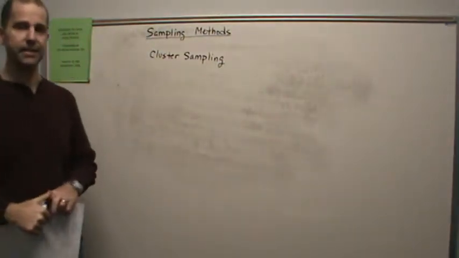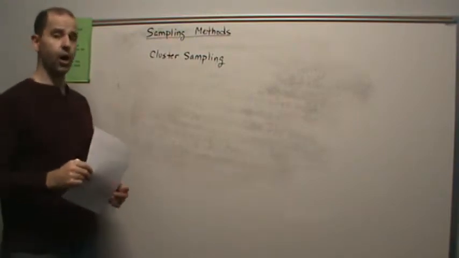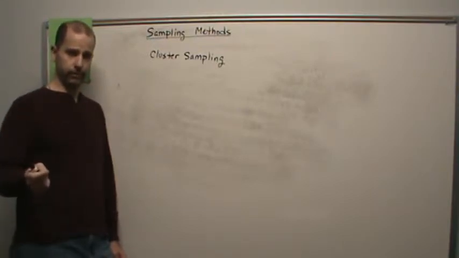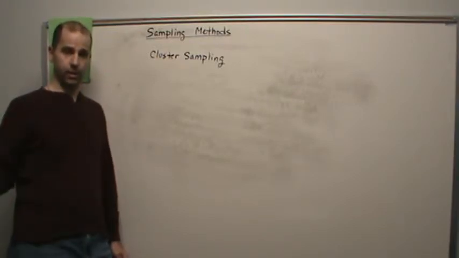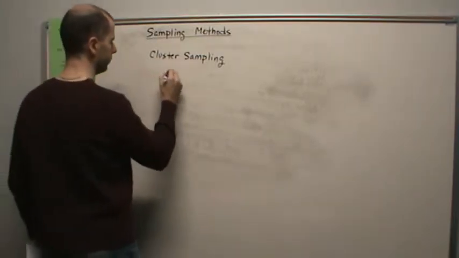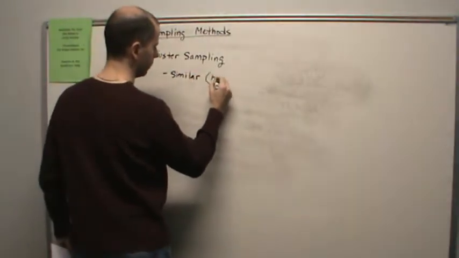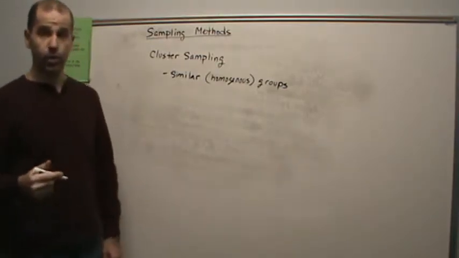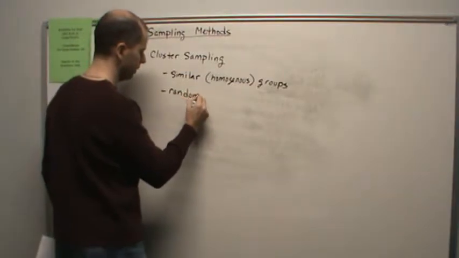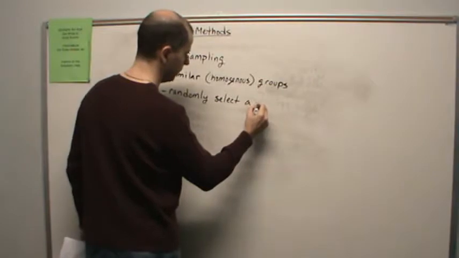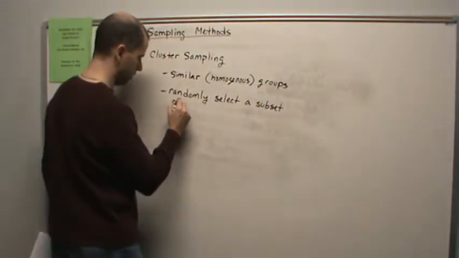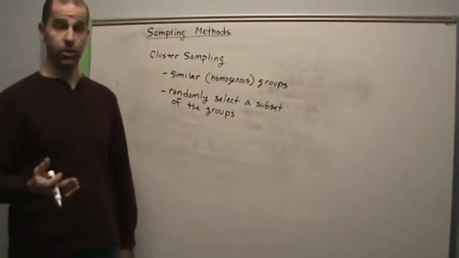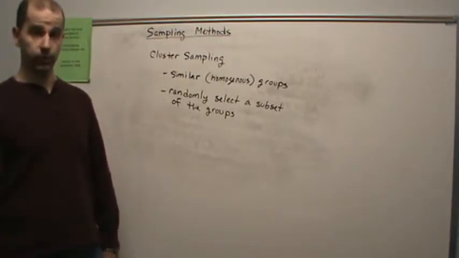Cluster sampling involves what we define as a cluster. What is a cluster or clusters? Clusters are groups that are similar, or homogeneous groups, as another term. Groups that are basically the same, they have the same characteristics. So in cluster sampling, we have similar groups. Of the groups, what we're going to do is randomly select a subset of the groups. It could be one of the clusters, it could be two of the clusters, it could be three, whatever, as long as it's a subset of all of the different clusters in the population.